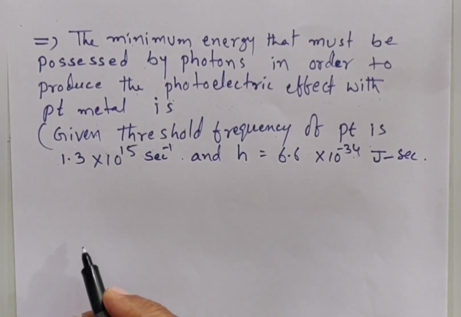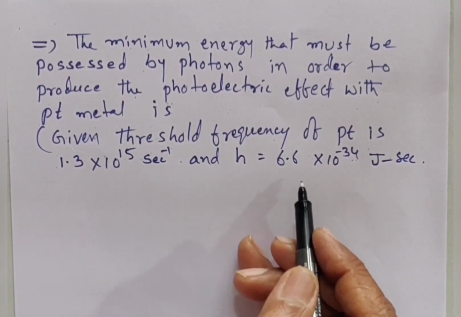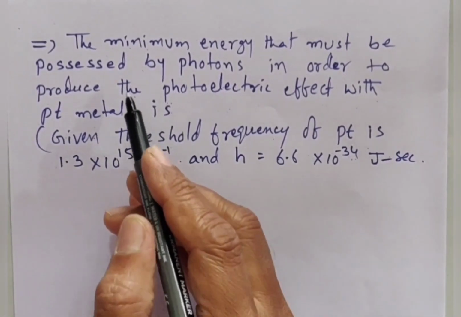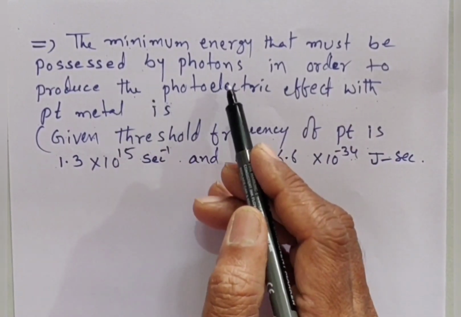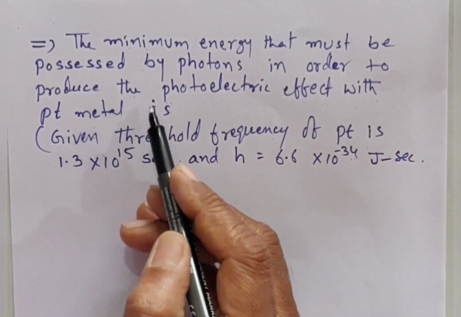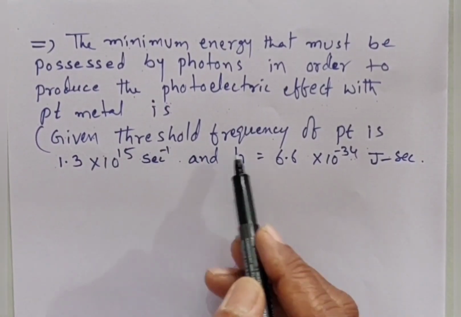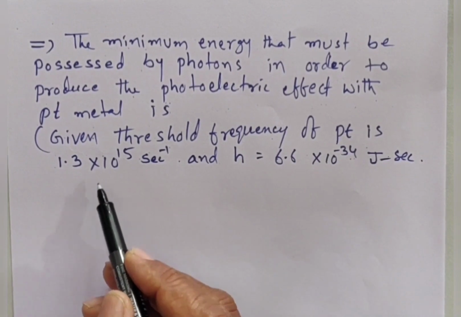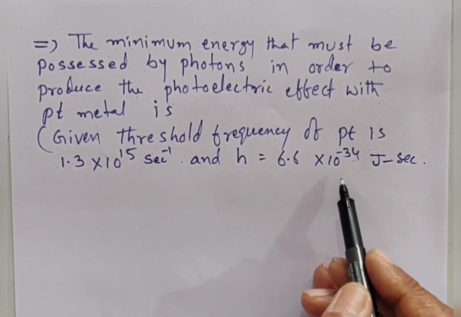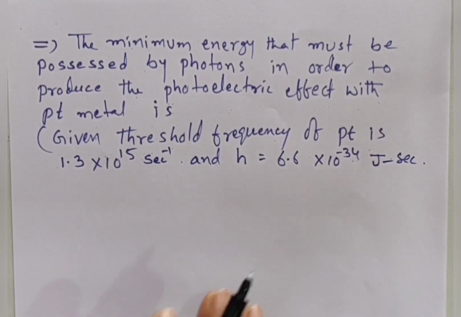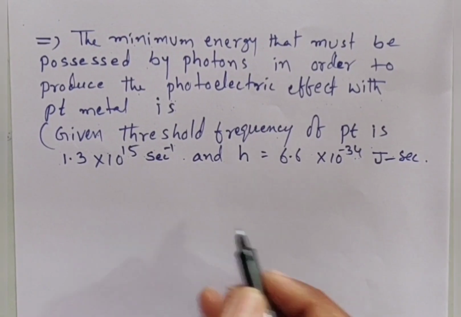Now an important mathematical problem was given in a previous examination, that is, the minimum energy that must be possessed by photons in order to produce the photoelectric effect with platinum metal is. Given threshold frequency of platinum is 1.3 into 10 power 15 per second and h is 6.6 into 10 power minus 34 joule second. Dear students, this is a very, very easy, simple mathematical problem.